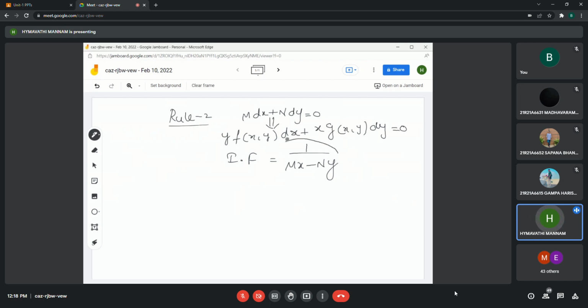Now multiply this integrating factor to this differential equation. The differential equation reduces to an exact differential equation. And after that, find the general solution. Already we know how to find a general solution for an exact differential equation. Use that and find the general solution for the non-exact differential equation. And next is rule 3.